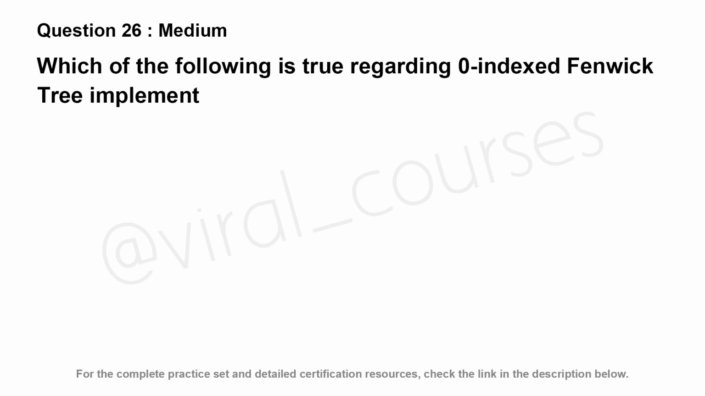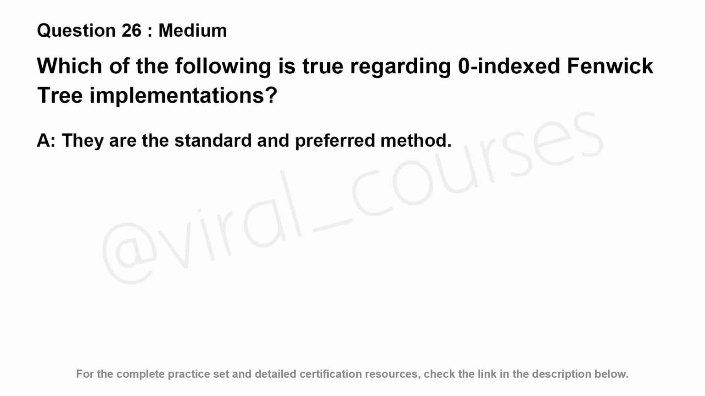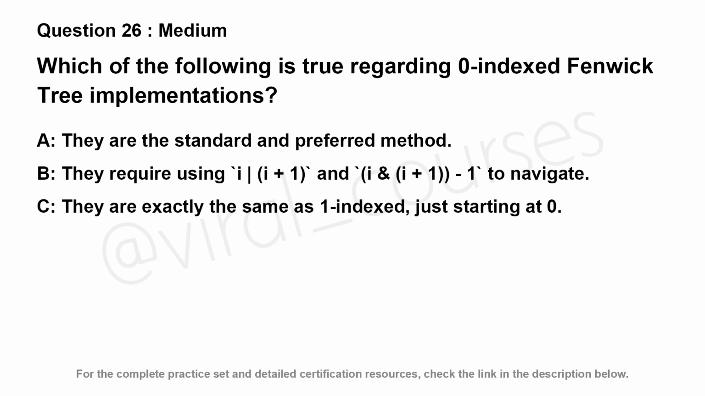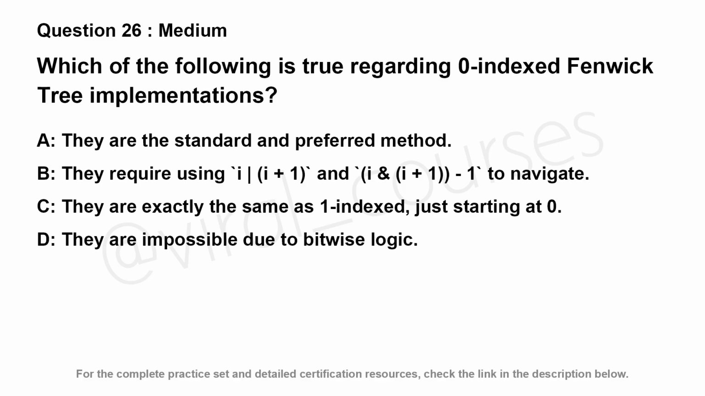Which of the following is true regarding zero-indexed Fenwick tree implementations? Option A. They are the standard and preferred method. Option B. They require using i | (i+1) and i & (i+1) to navigate. Option C. They are exactly the same as one-indexed, just starting at 0. Option D. They are impossible due to bitwise logic.